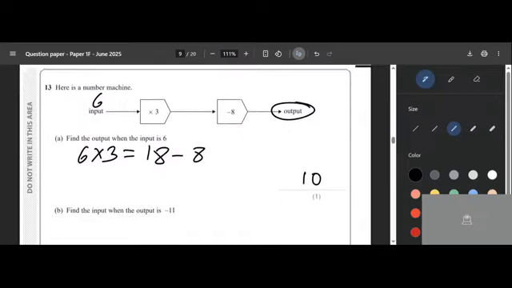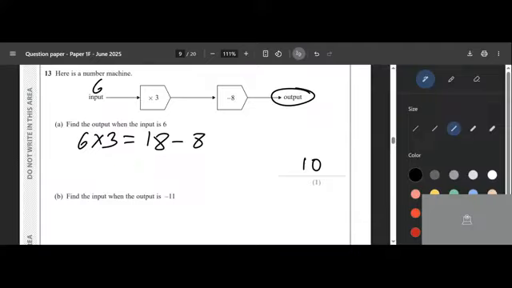So find the input when the output is 11. If the output is 11, we just do the reverse of everything. Where I see subtraction, I do addition. Where I see multiplication, I do division. So you add 8 to make this one 19. Then we are going to divide 19 by 3. So 19 divided by 3.